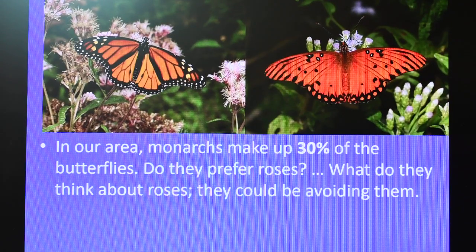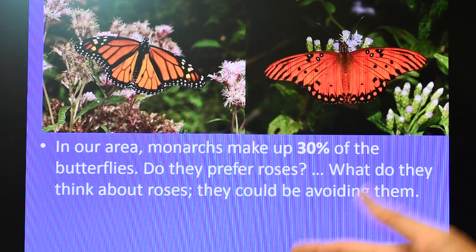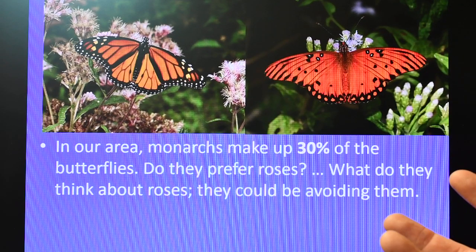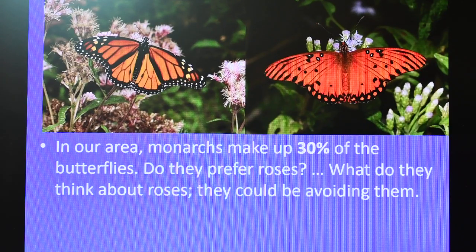Okay, so we might start out if we knew, for example, how common these are in the area. So let's just say we've got years of data to back this up, and we know that in Davie, monarchs are about 30% of the butterflies. That's sort of a given thing. All right. We're curious, well, do they like roses? Or what do they think about roses? I mean, they could be avoiding roses, or they could be attracted to roses, couldn't they? And we can do both of those things, or address both of those things.